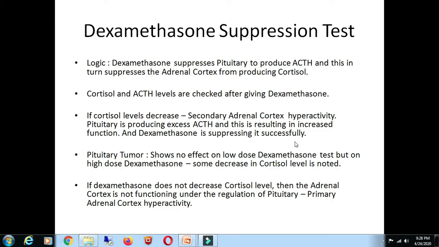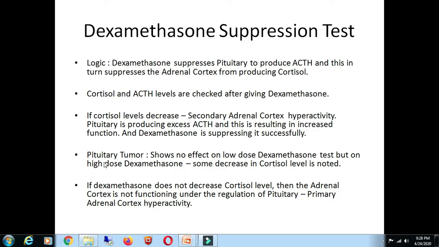Now, pituitary tumors will show no effect when we give a low dose dexamethasone test. But if we increase the dose of dexamethasone, then the amount of ACTH being produced by the pituitary can decrease. So we have to do this dexamethasone suppression test in two ways, a low dose and a high dose.